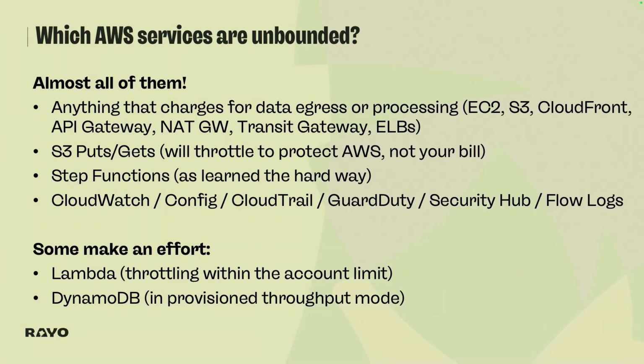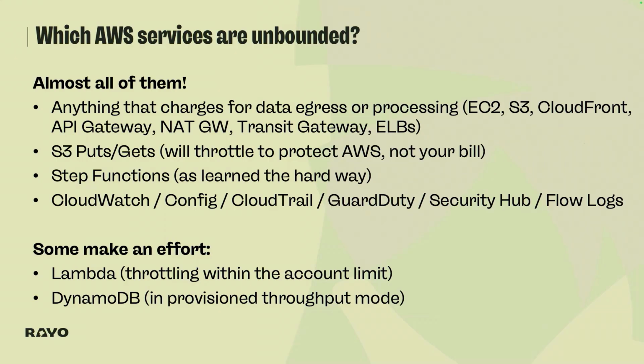And so when we look at which AWS services are unbounded, well, it's the cloud. Almost all of them are. Anything that charges for data egress or data processing is going to be inherently unbounded because it depends on your use cases. It depends on how your users are using it. S3 puts and gets. S3 will throttle you at some stage if you do too much. That's a pretty high throttle. You will probably exhaust your credit card before you exhaust S3. And then anything that processes or analyzes data based on usage.